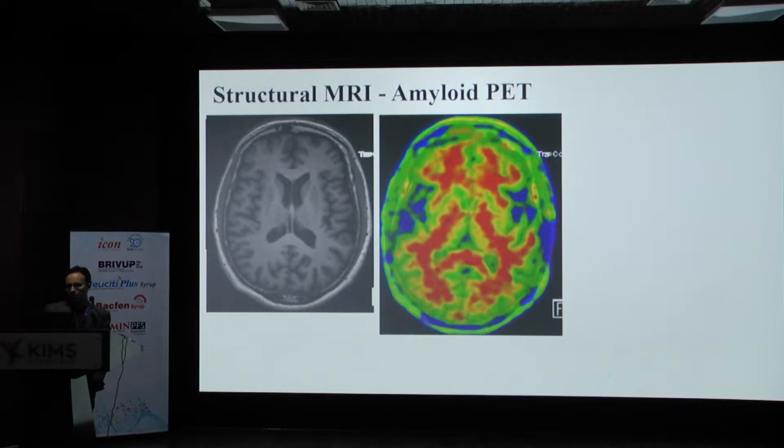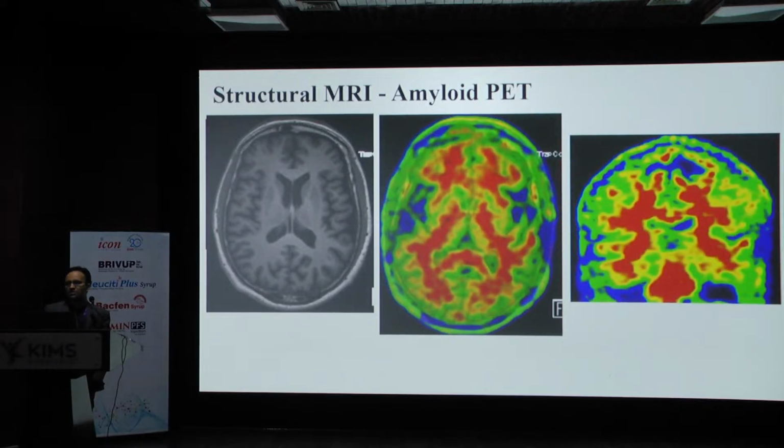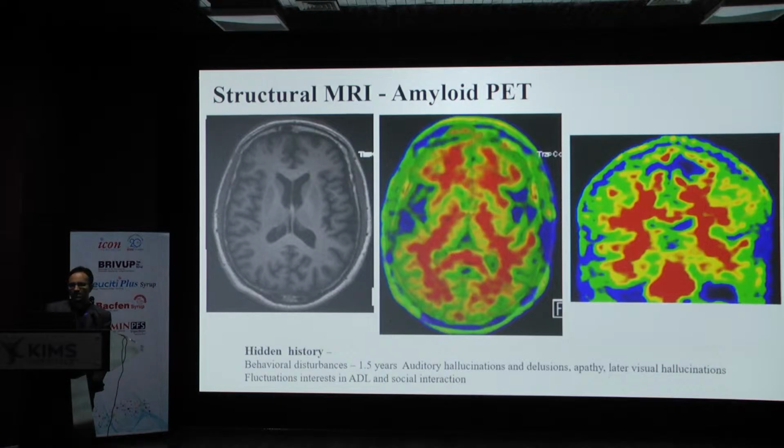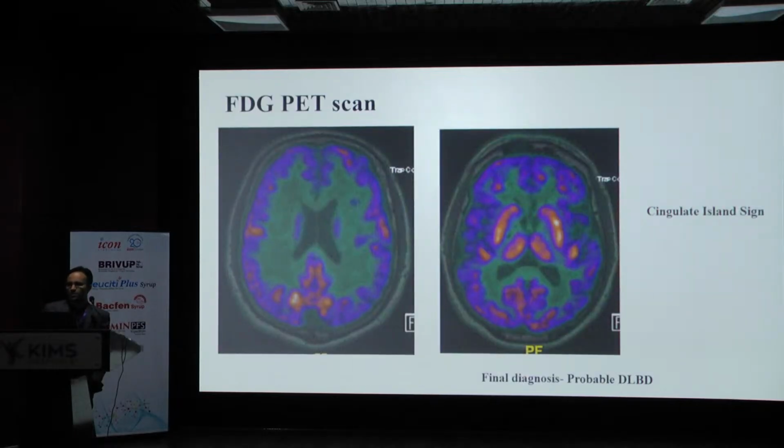And this patient came to us, but then we reviewed this patient's history again. This history didn't come up initially. It came up later on. The patient had behavioral disturbances, auditory hallucinations, delusions, apathy. Later on, visual hallucinations as well. So this was not missed because patients didn't come up with this history. As you heard from Atanu sir, you have to go back into the history, ask the history if it is there. Right? And then we got this patient's PET scan done.